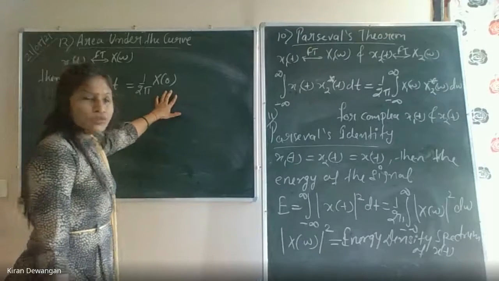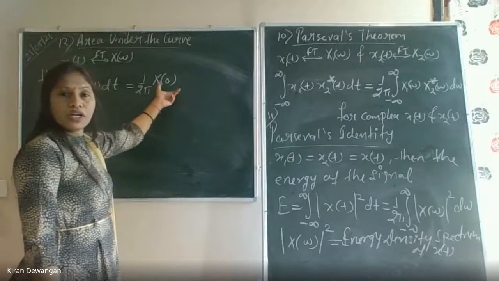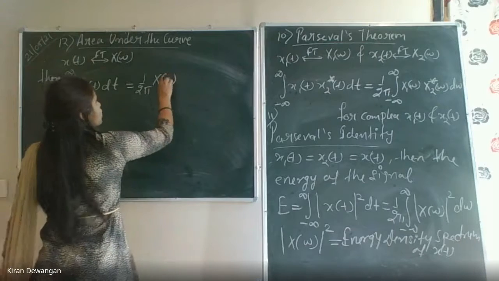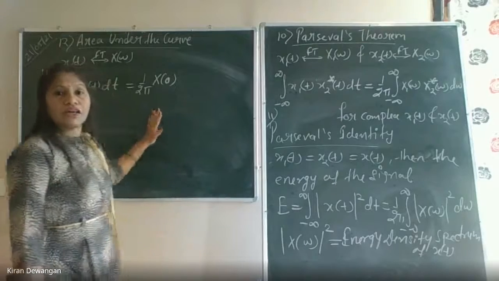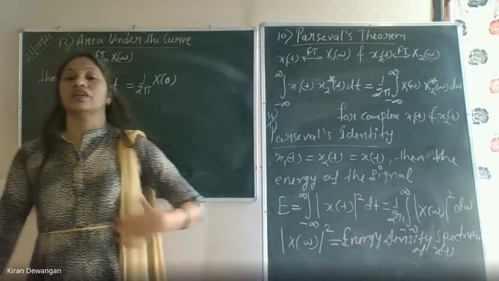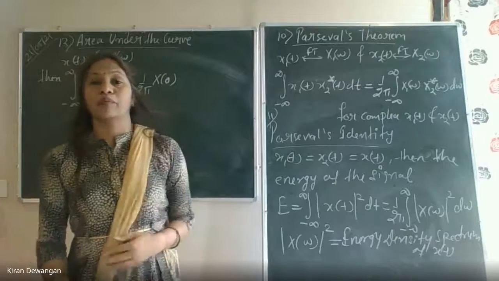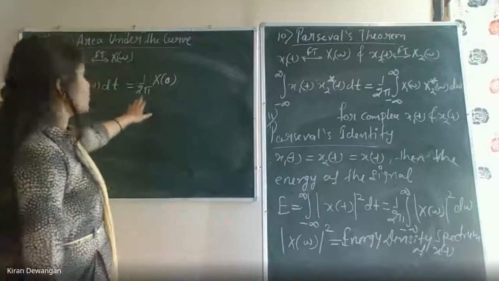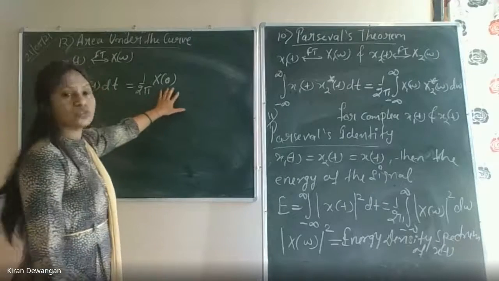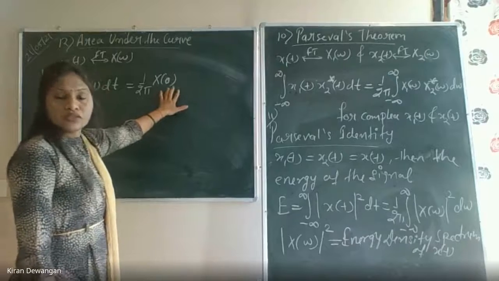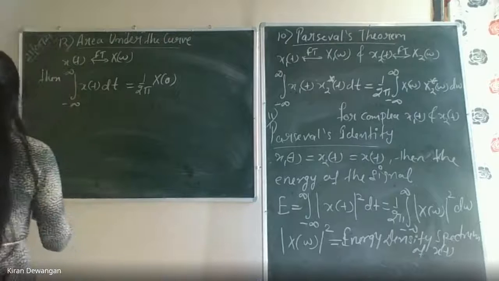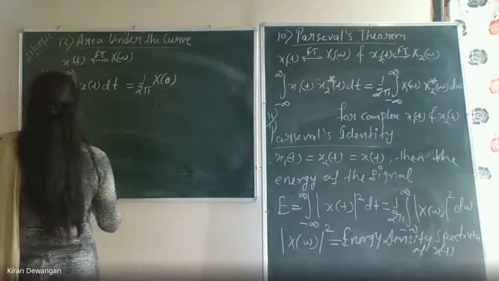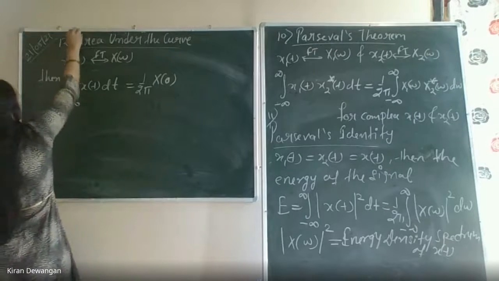omega equals 0. Now X(0) means what? It is nothing but X(omega) at omega equals 0. So that is what it means. The area under the curve of any function x(t), if we take the area under the curve, then that will equal 1 by 2 pi times X(0), where X(0) is nothing but X(omega) at omega equals 0. So that is the area under the curve. This is the first property.